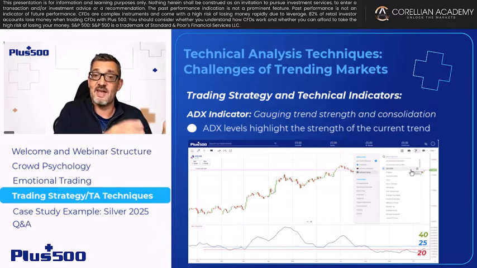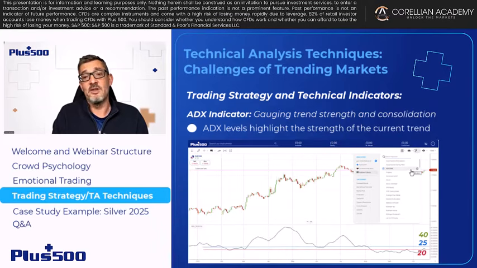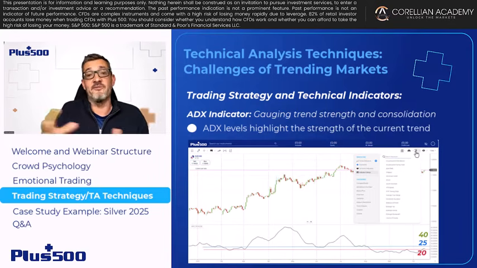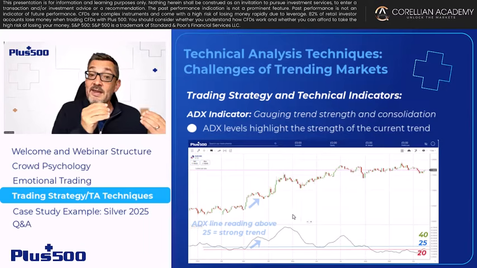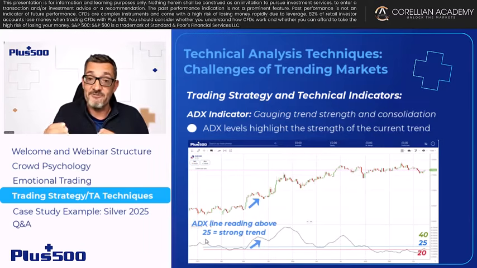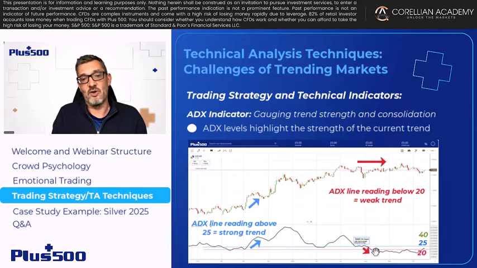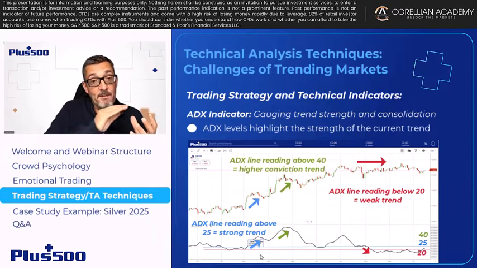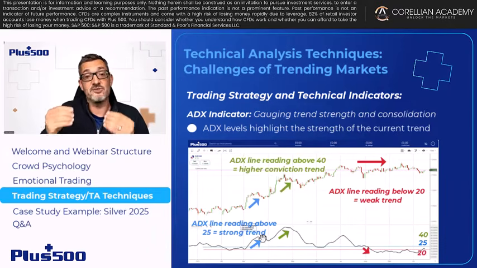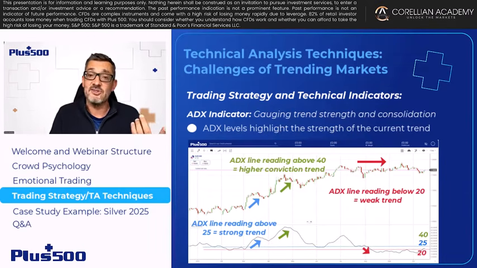As an example, let's attach the ADX indicator to a daily euro-dollar chart for 2025, so you can see how this developed across the year. An ADX reading above 25 indicates a strong trend, no matter if it's a bullish or bearish trend. An ADX reading below 20 suggests a weak trend. If the ADX reading moves above 40, it reflects potential for higher conviction moves. In this type of setup, it can suggest the current trend may continue further.